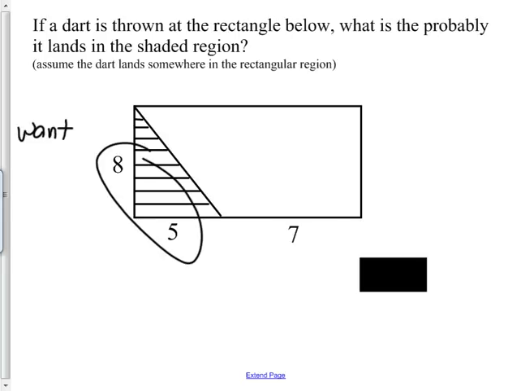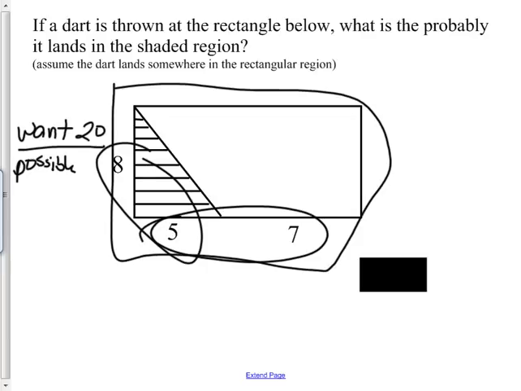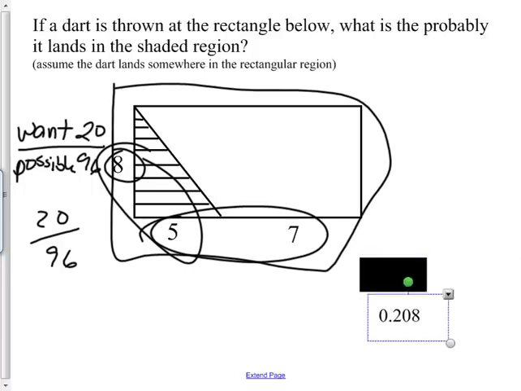5 times 8 is 40. Why don't I use 40? Divide by 2, and that's 20. Over what's possible, all of this, which would be 12 times 8, which would be 96. 20 over 96. When you divide those two, get a decimal. We'll see what it is. 0.208. Raise your hand if you had that one right.